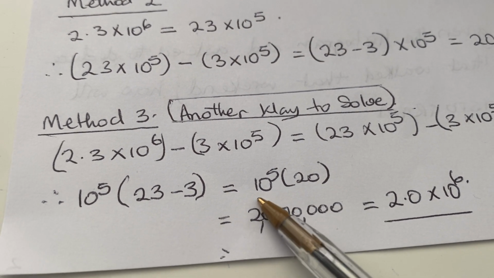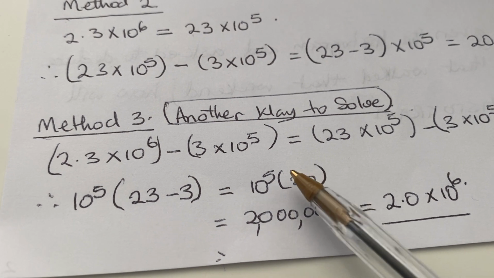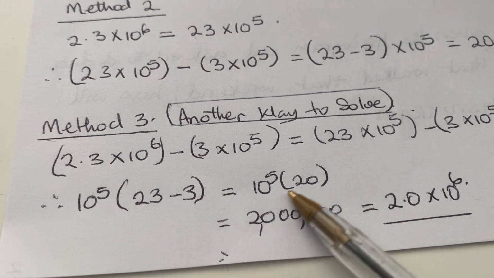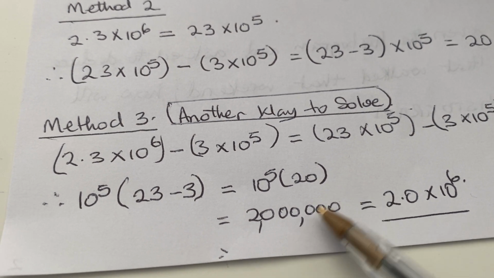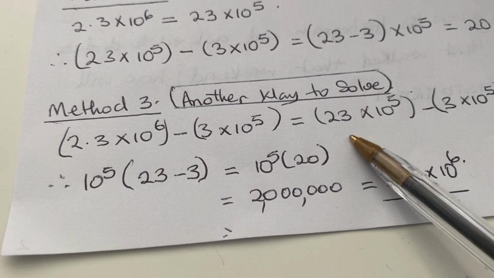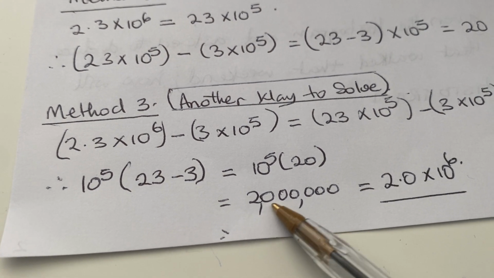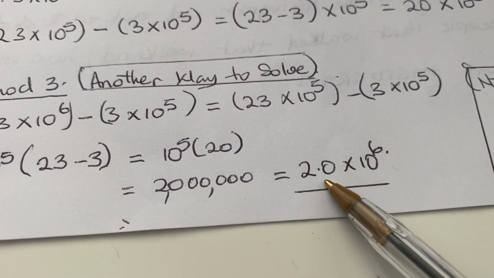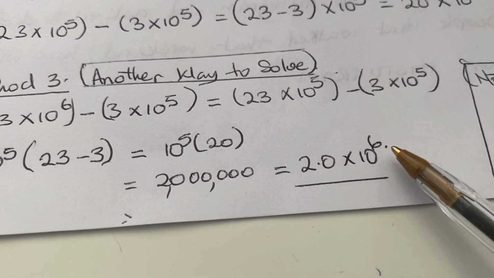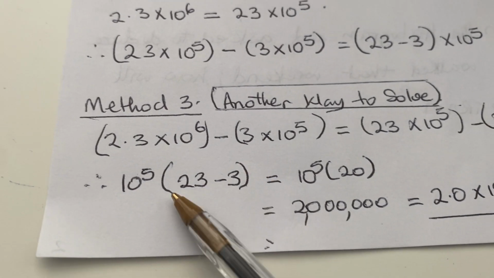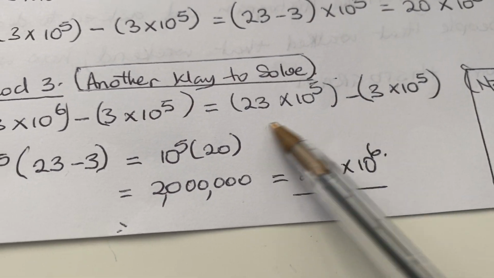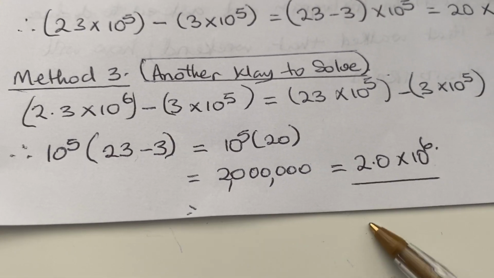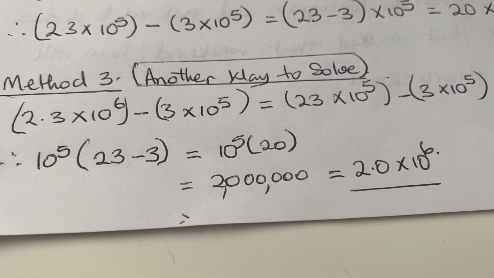Now 20 times 10 to the power 5. So it means I'll add 5 zeros to 20. If I add 5 zeros to 20, I have 2 million. Again, in the standard form, it is 2.0 times 10 to the power 6. So this is the third one, using factors, that I wanted to show you. Okay, so that's why I brought it again.